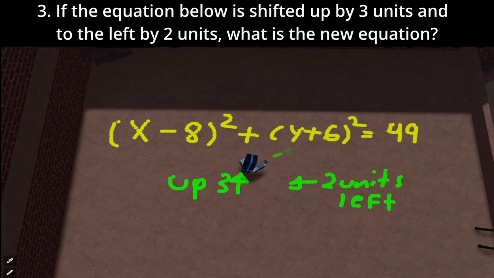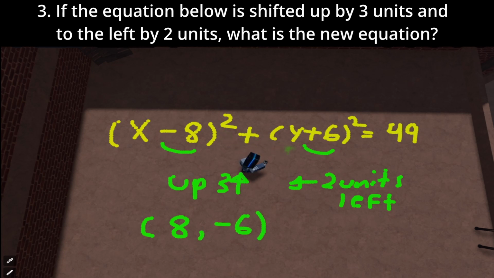So to figure out the new equation, I'm first going to plot the center of this circle. So remember, to get the center of the circle from this equation, you have to take the numbers inside the parentheses and flip them to get the coordinates of the center. So the center is going to be plus 8 now because I flipped minus 8. And then plus 6 becomes minus 6 for our center.